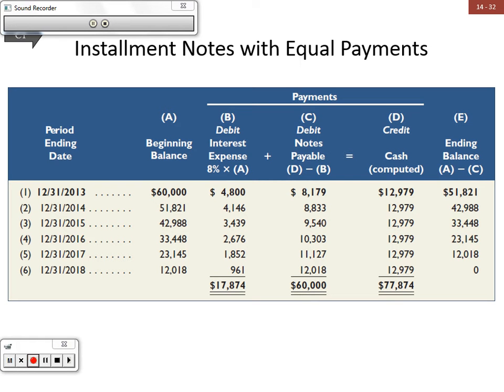So now our new balance, $51,821, we're going to multiply that by 8%. That's going to give us our interest part of this payment for the year, which is $4,146. Okay, now subtracting $4,146 from $12,979 gives us what portion is going towards principal of $8,833. Are we clear so far?